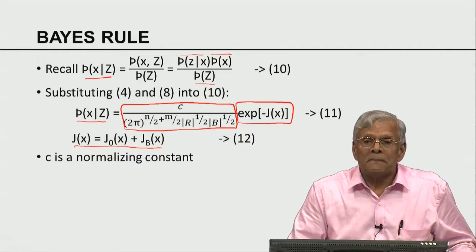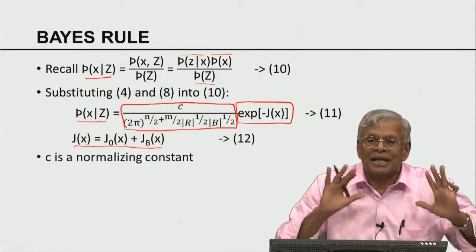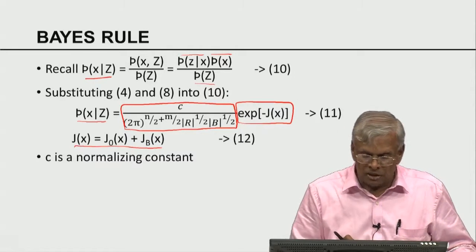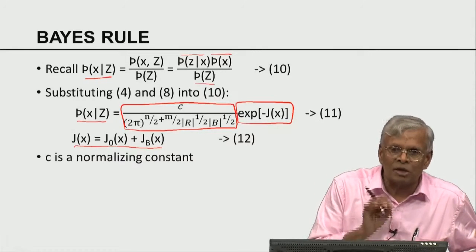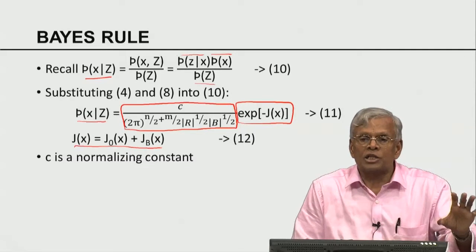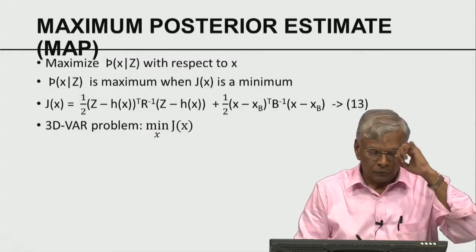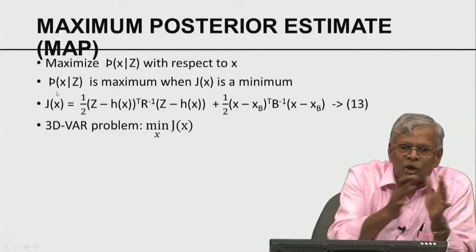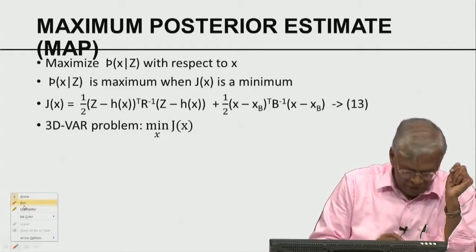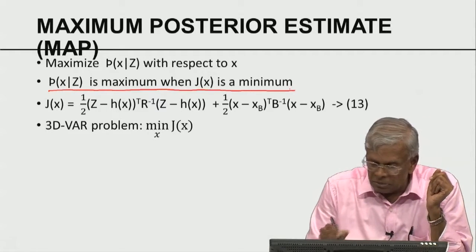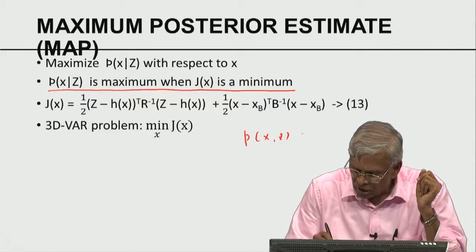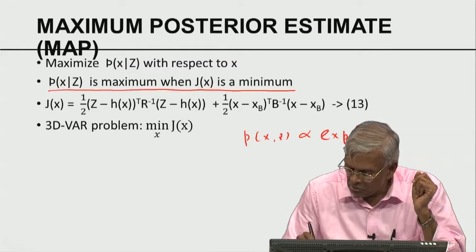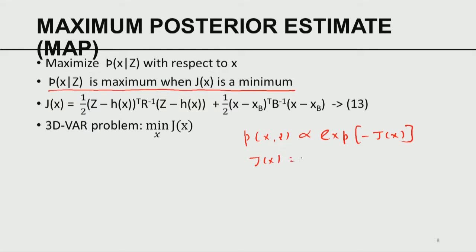I would like to be able to minimize appropriate quantities given this setup. That is the optimization problem of interest. I hope expressions 11 and 12 are very clear. Now, what is 12? 12 is simply the sum of two quadratic forms, J naught arising from observation and JB arising out of background. I would like to maximize P of x given z with respect to x; that means I want to find the location where it is maximum. Please remember that P of x given z is proportional, barring a constant, to exponential of minus j of x, and j of x is equal to J naught of x plus JB of x. So maximizing exponential of minus j of x is equivalent to minimizing j of x.